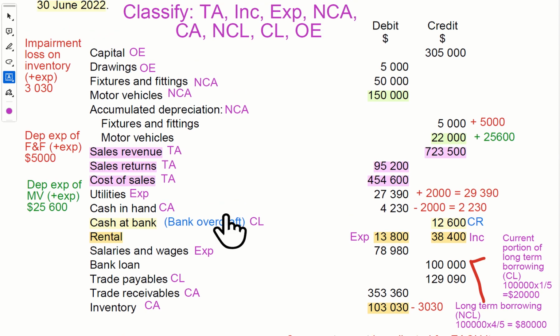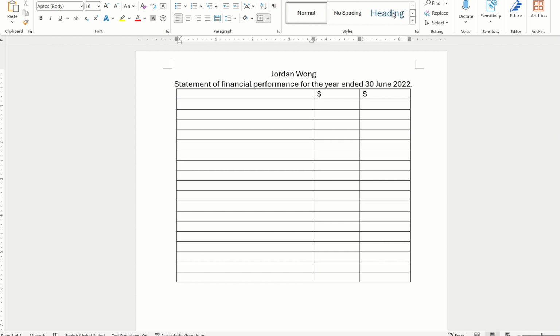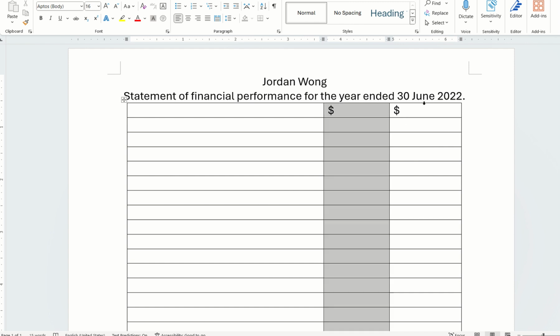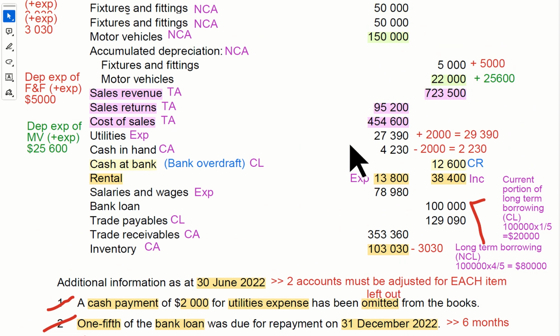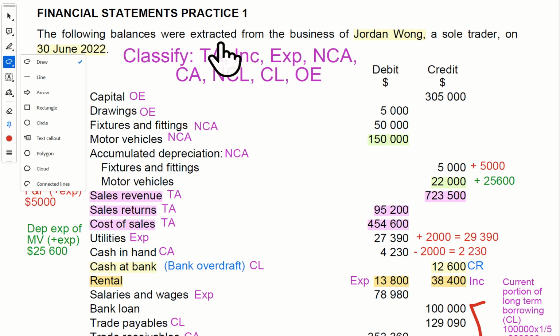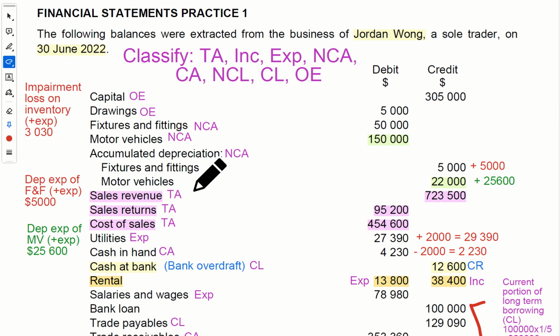Now that we have done all the adjustment and we have classified everything, it's time for us to prepare our financial statements. So what you will see here is that I have prepared the statement of financial performance. It is 2 columns, and in these 2 columns, I will be putting in all my numbers. What goes in the statement of financial performance? The first thing that goes inside here is your trading account. The 3 items that are inside your trading account. Let's put these 3 items in.